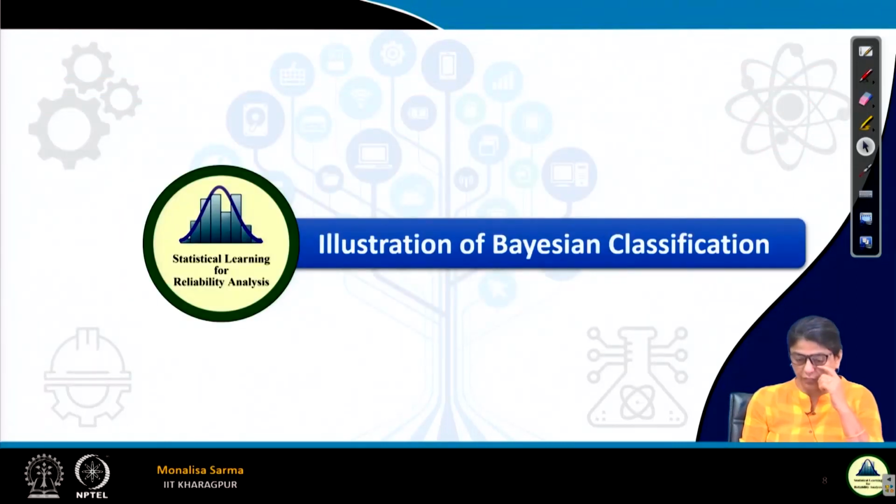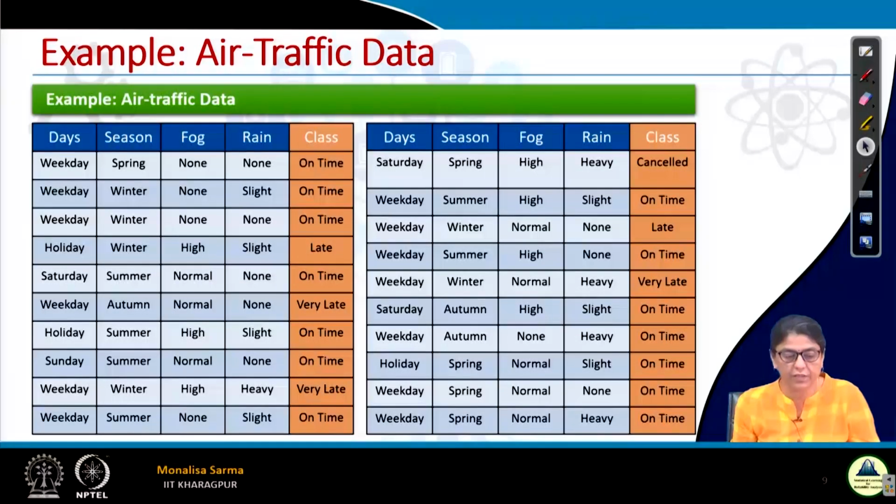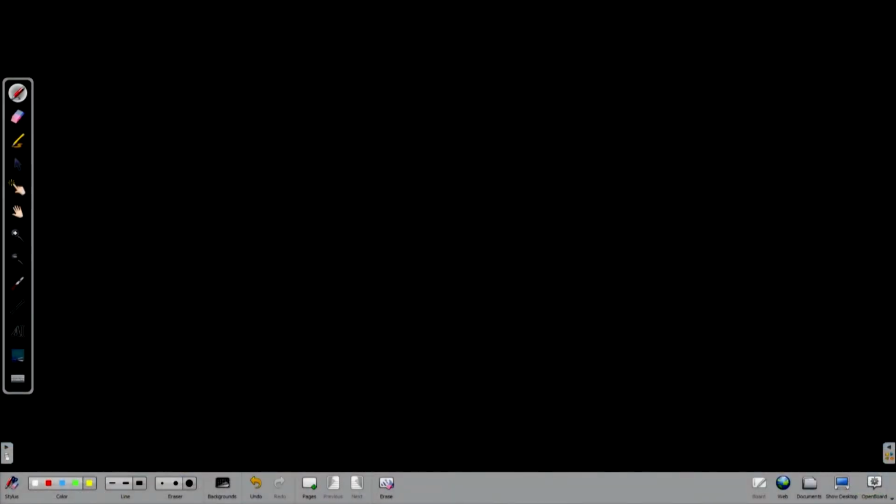Now let us illustrate it with an example, the same example which we saw in our last lecture. But that time we did not solve it, we just kept the example. Now we will be solving it. Before solving this example, we have seen a simple example, so let me write that.